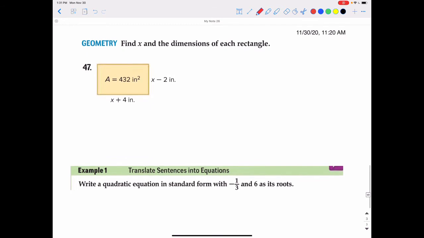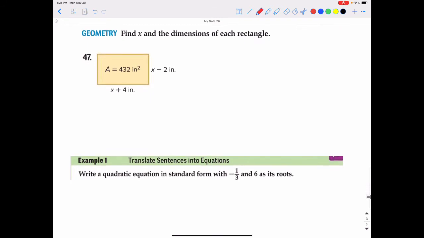It's very common to do geometry questions with quadratic equations. This one says find x and the dimensions of each rectangle. So we have a rectangle that is x plus 4 inches long and x minus 2 inches wide. And then the A equals 432 here in the middle. That means that is the area. So we're going to have to think about geometry for a little bit.